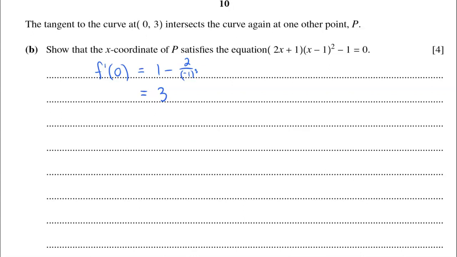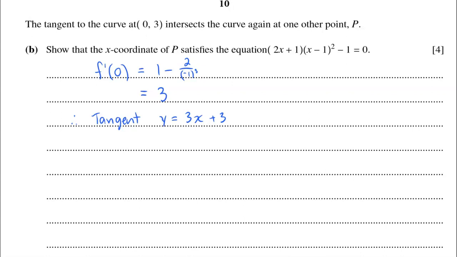0, 3, we already know the y-intercept. All right, therefore, the tangent: because we know the gradient now is 3, and we know the y-intercept is also 3, the equation of the tangent is y is equal to 3x plus 3. Now we have the tangent, we want to find where it intersects the curve again.